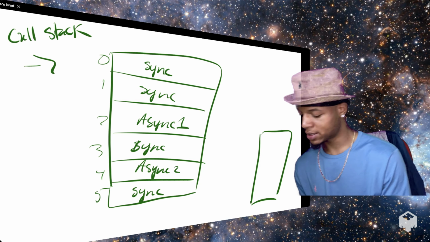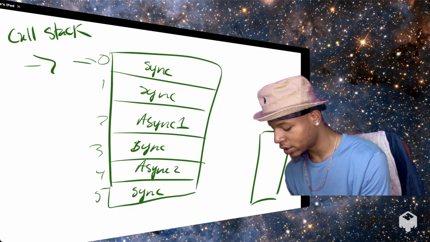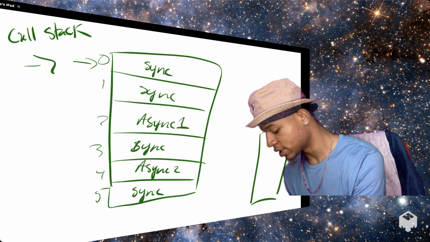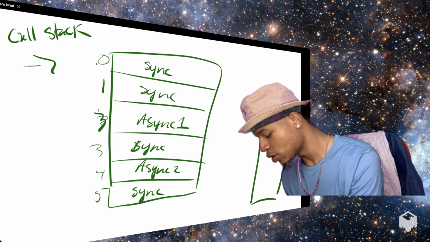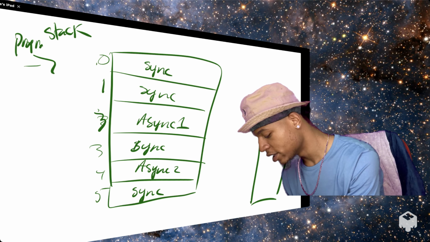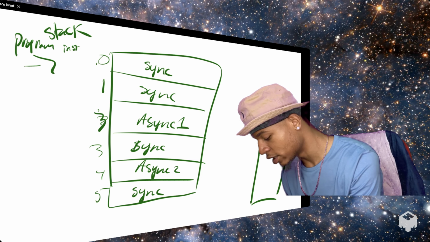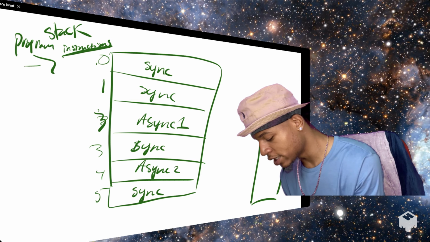So basically we call this line, we call that line, we call that line. If these are functions, let's not call it the call stack. This is what our program stack looks like, really. These are where our instructions are. These are our instructions. And so it's going to read this synchronous instruction.